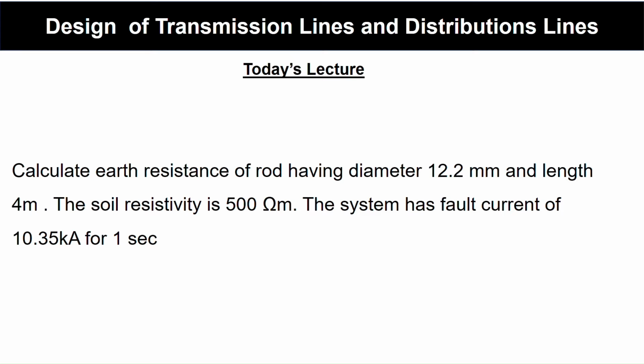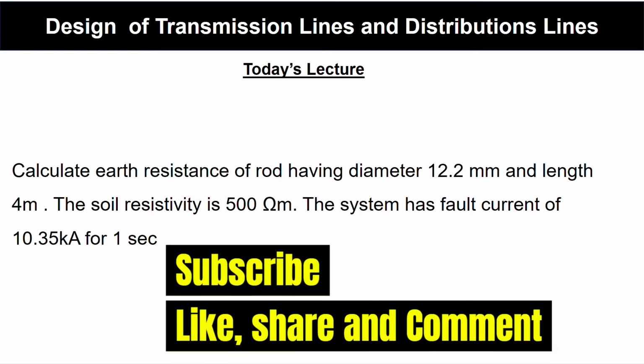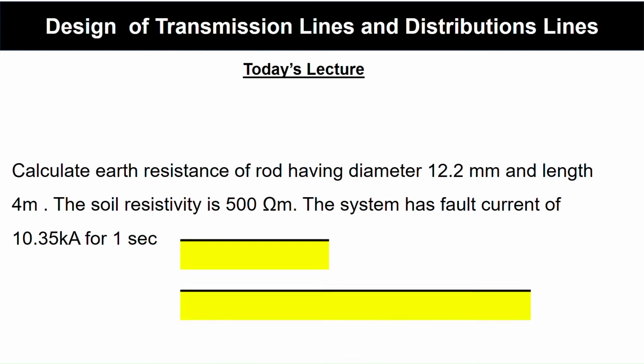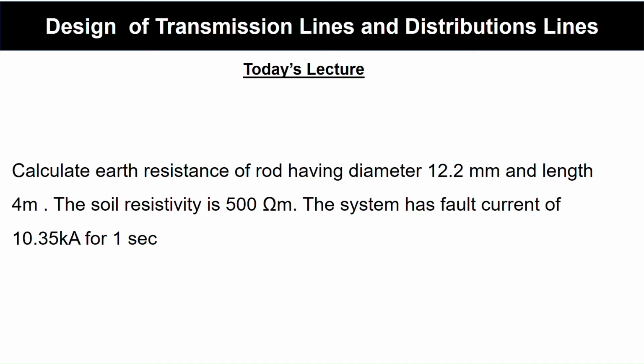You should note down some details: diameter of a rod, that is 12.2 mm, length of the rod, that is 4 meter, and resistivity of the soil, that is 400 ohm meter, and the fault current, that is 10.35 kiloamperes for 1 second. You can note down these things in a rough way because you need this data.